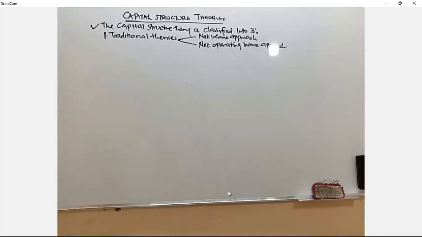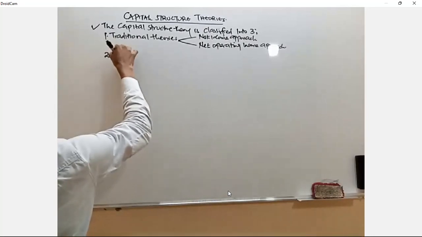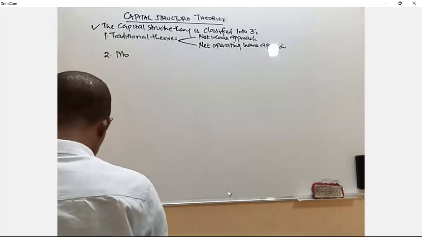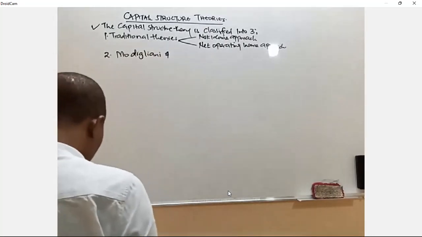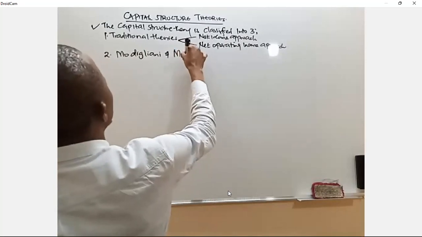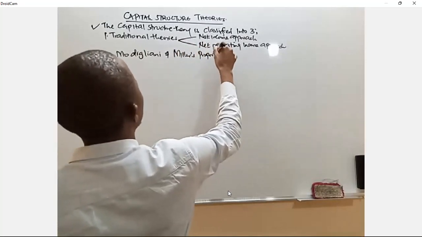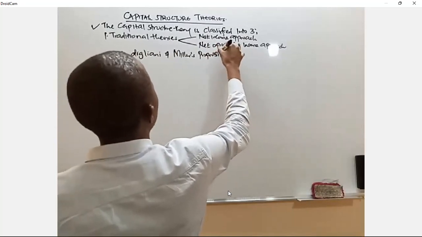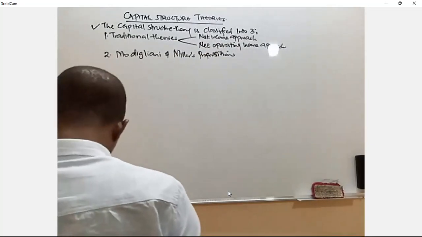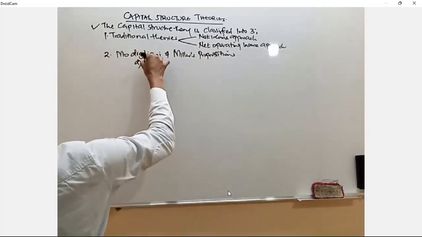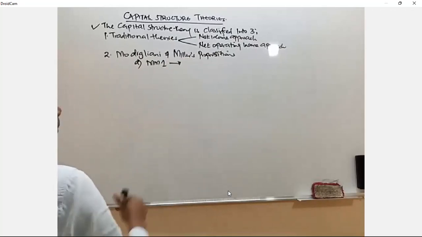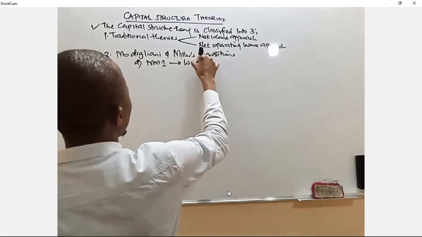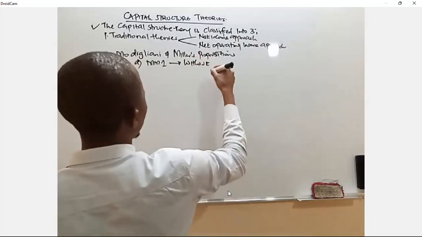Then let me look at the other classification, number two. The capital structure theory is also classified into the Modigliani and Miller propositions. And we know that Modigliani and Miller is normally classified into four. We normally discuss MM1, which does not recognize taxation. So MM1 is normally done without taxes.